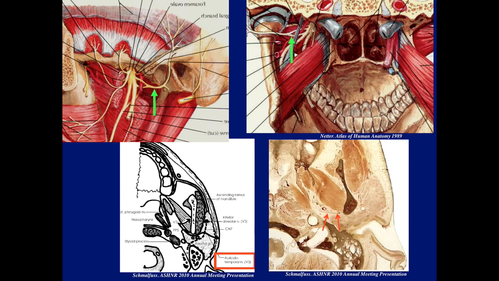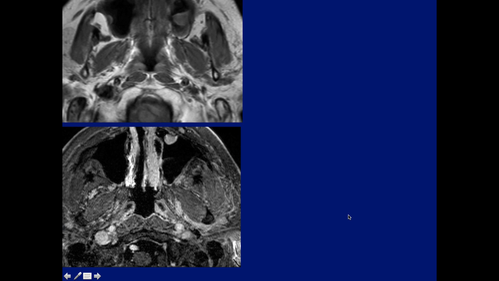Here's a diagram showing again the fibers as they go behind the mandible. What side is abnormal in this case? So far, I got the wrong answer. Okay, Nate, Rich got the correct answer.